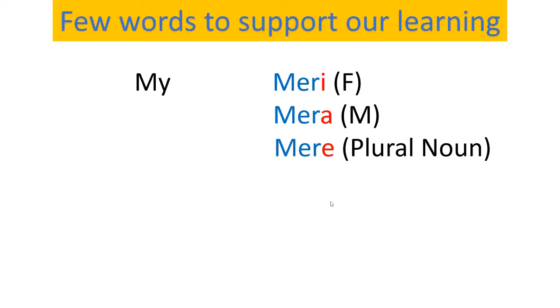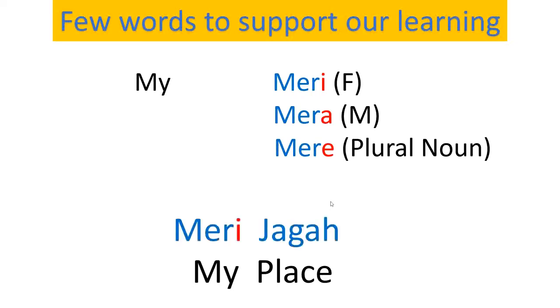Before we learn about jagah, as always, I want you to learn a few words to support your learning and to make your learning more interesting. First word is my. My in Hindi can be mera or meri or mere, depending on the noun which follows it. You have already learned this in a previous lesson. If not, please watch that video first. The link is given below in the description box or also on the top right corner of your screen. Now, my here is followed by place, which is feminine. So, my place in Hindi will be meri jagah. Meri jagah.